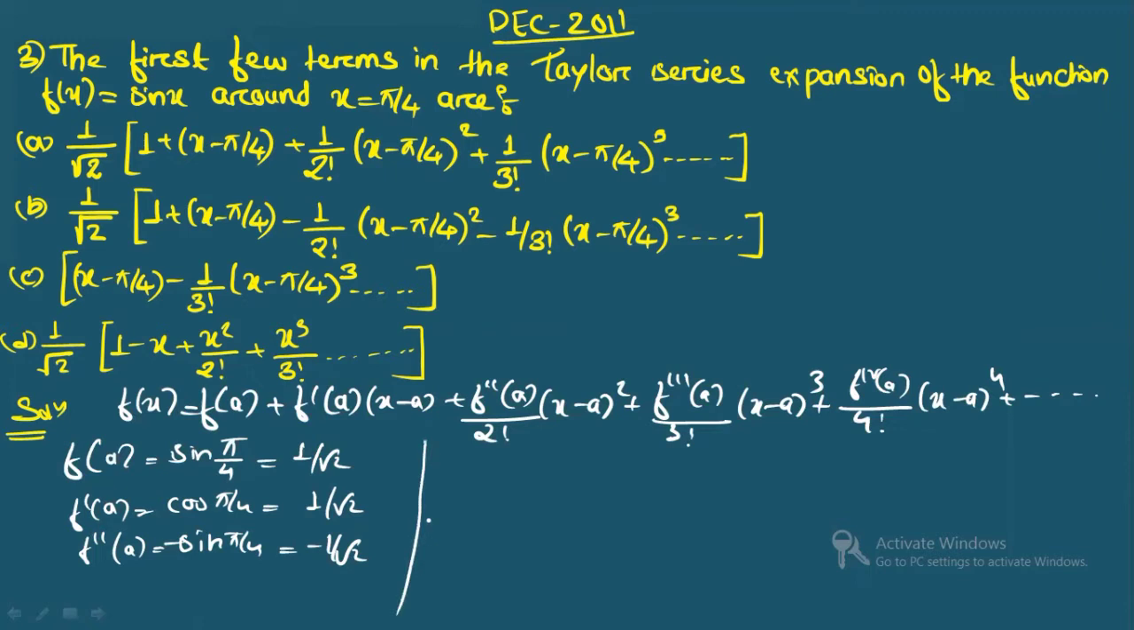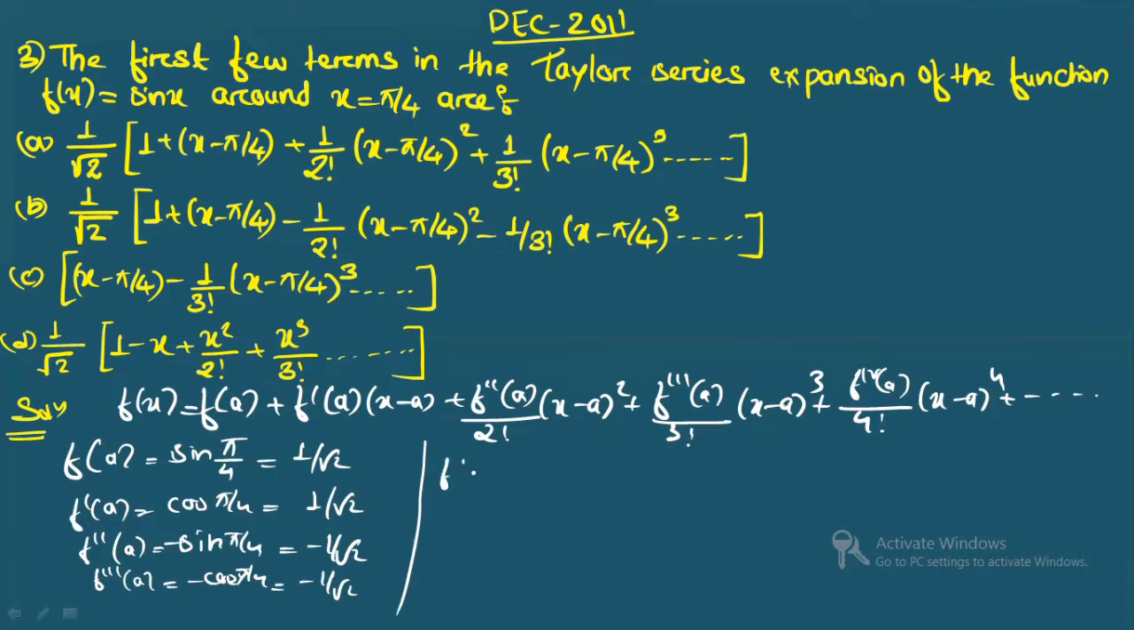I'm not doing much; I can see here directly, this will give you again minus cos pi by 4. For f triple prime a, you will get minus cos pi by 4. So this will give you minus 1 by root 2. This is how it will go.